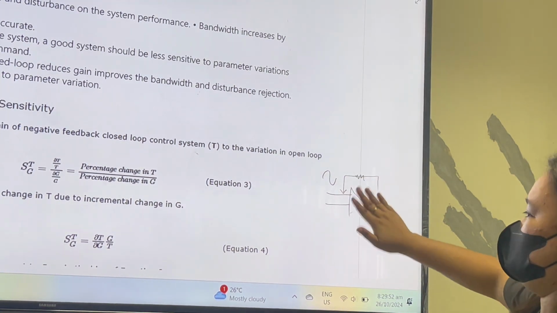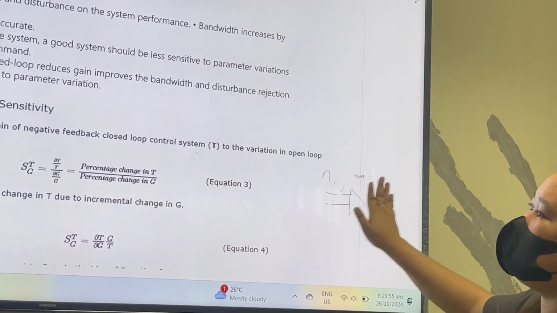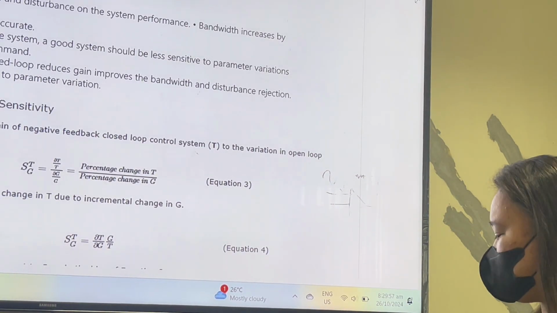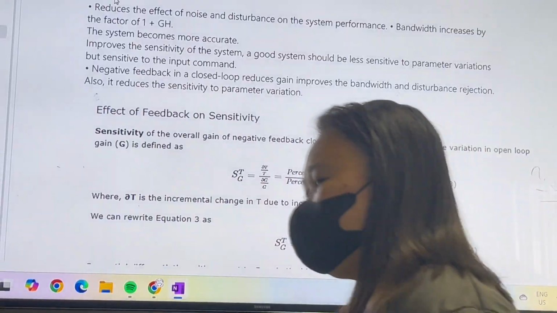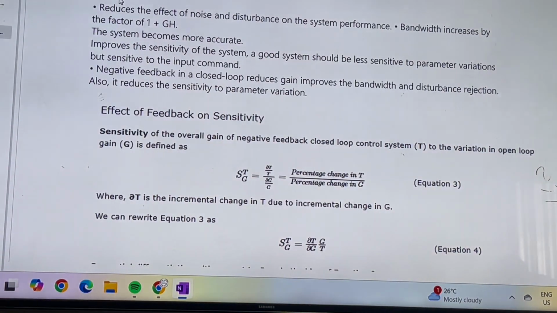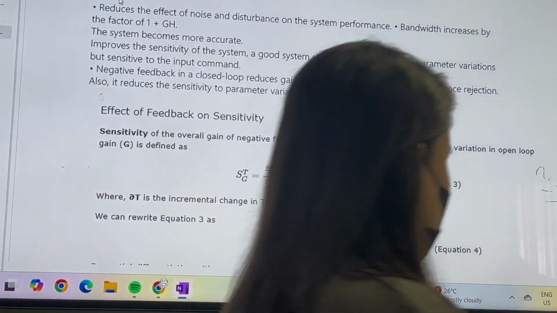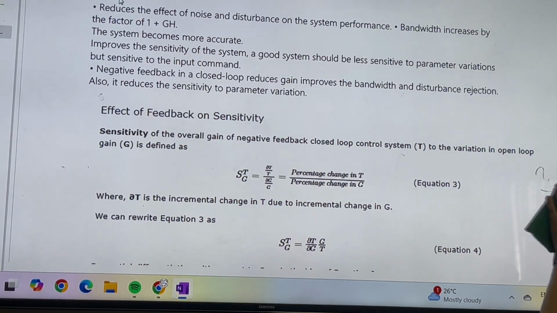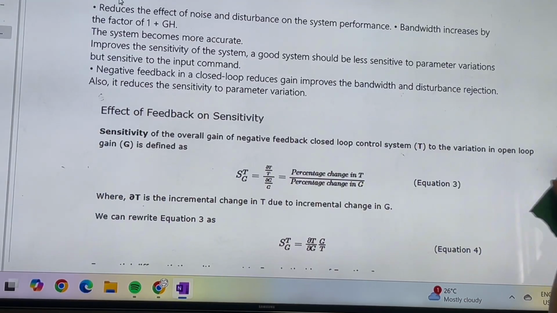Now, we have the effect of feedback on sensitivity. For the sensitivity of the overall gain of a negative feedback closed loop control system to the variation in open loop gain G, what is G? Open loop gain. But in there, it is a transfer function.